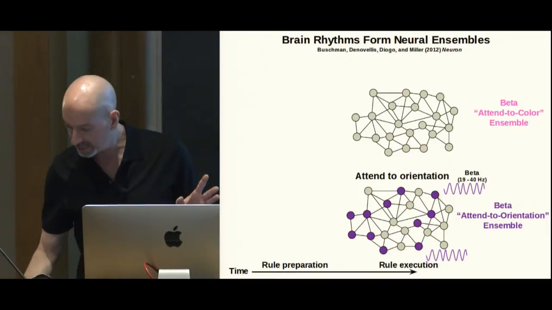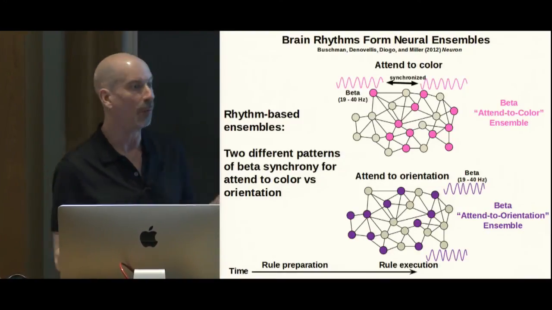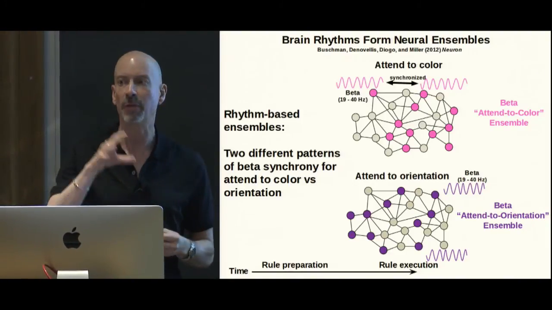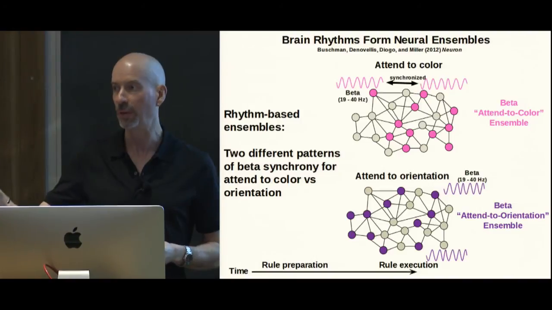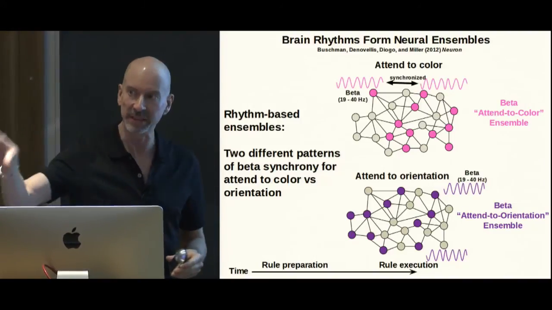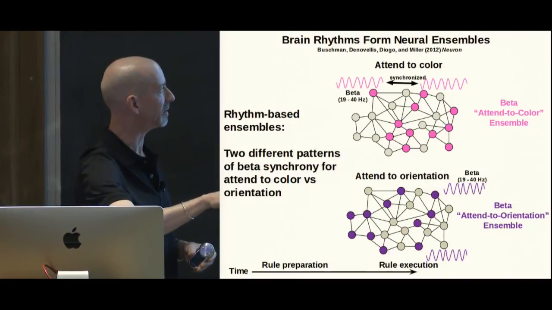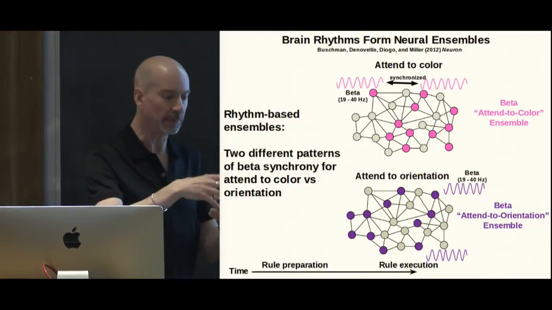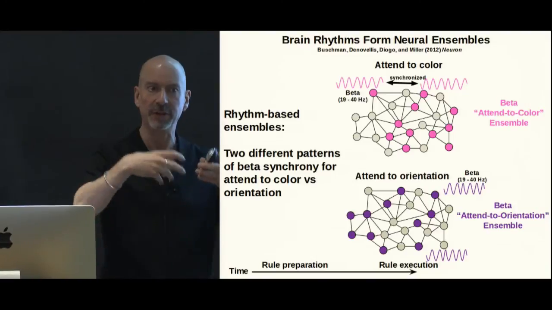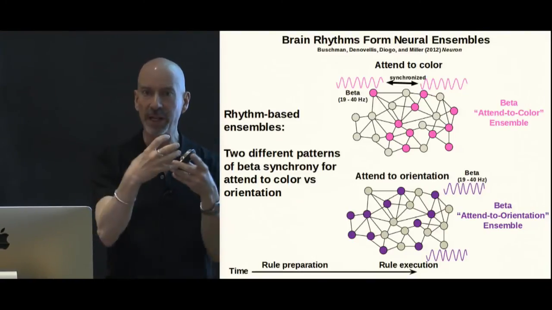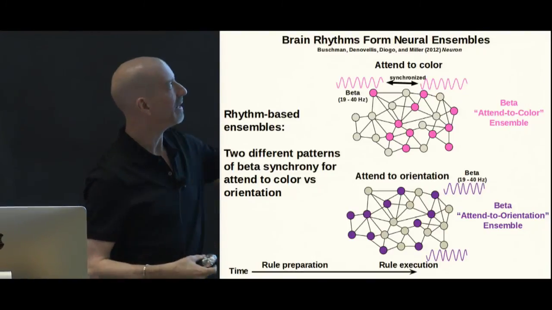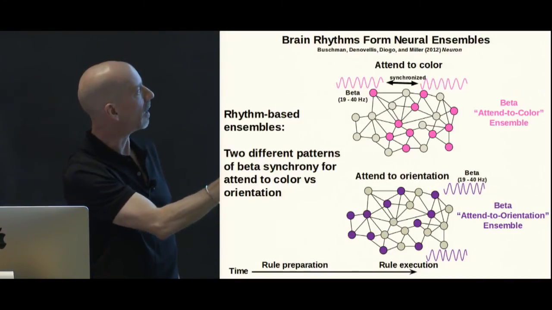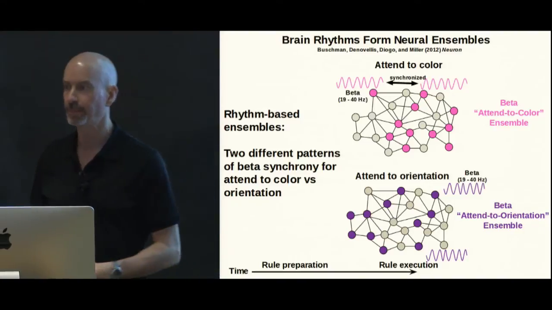So what we found is just what we were hoping to get, which is rhythm-based ensembles, different patterns of beta synchrony for attend to color versus attend to orientation, when the monkey's actually paying attention to color or orientation. So it seemed to support this hypothesis that you can actually form ensembles by virtue of rhythmic synchrony. Different members of an ensemble link up when they synchronize together, and you get different sets of neurons synchronizing for one rule, color, versus the other rule, orientation.